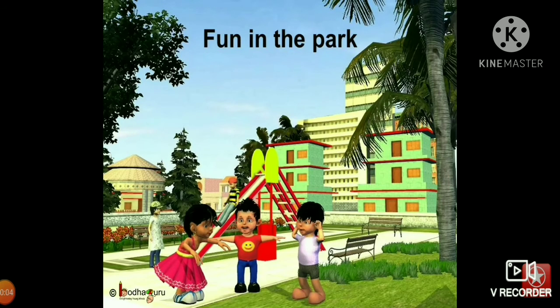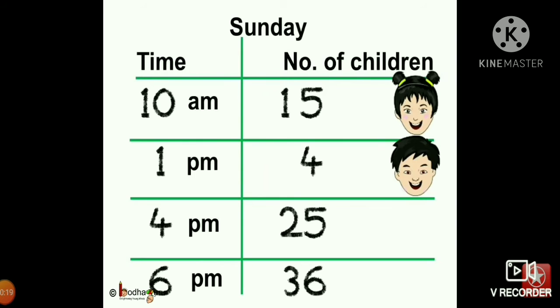This is one activity. Some of the students are coming to the park daily. On Sunday and Saturday, the 2 days, they came to the park at different timings. On Sunday, at 10 a.m. 15 students came, at 1 p.m. 4 students, at 4 p.m. 25 students, at 6 p.m. 36 students. They came on Sunday. This is the data: the number of students who came to the park on Sunday.